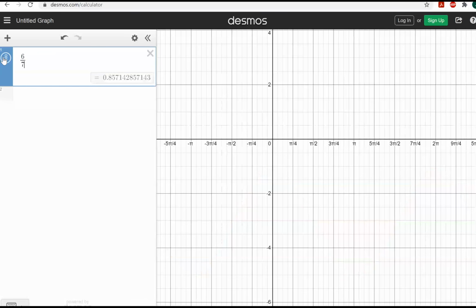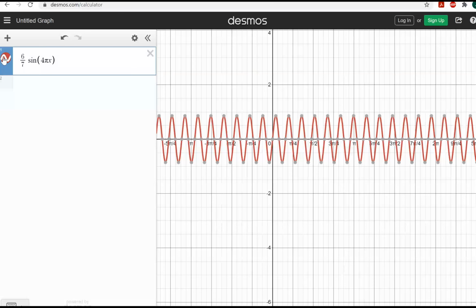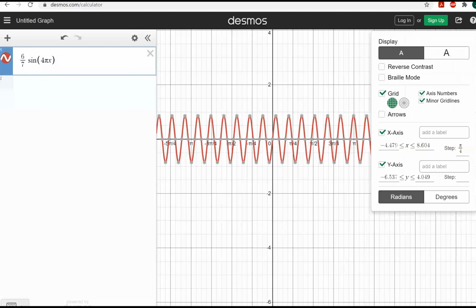So 6/7 sine of 4, and then for pi, again, I just type in pi, and then x, and we get that whole mess. But let's say I want to set it so that the axes match what we see in our picture. So how I would do that is I would go to graph settings. Now the x-axis, let's see, that's going from -3/4 to 5/8. So I'm just going to type that in.